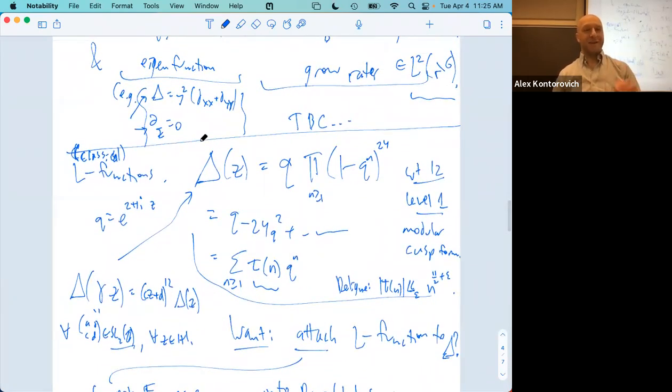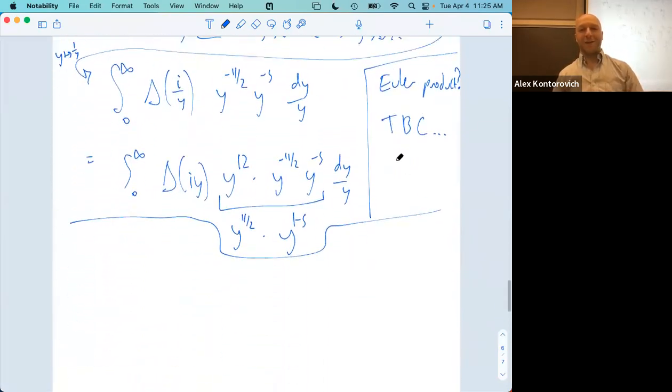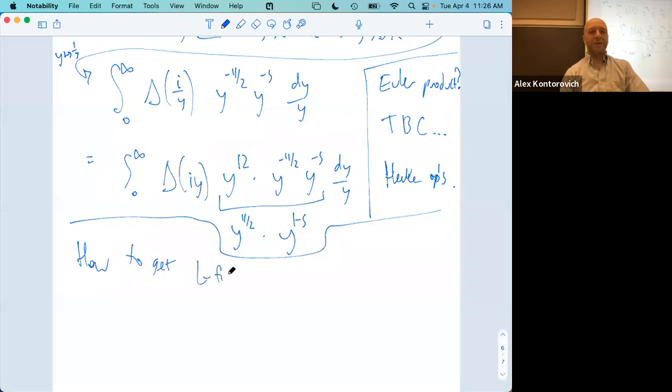So I think that's an important point to pause on before we go on. This is going to be due to Hecke operators, so I owe you Hecke operators. So you're saying, that Bessel function. Exactly. Eigenvalue of these. Exactly. So how do we get L-functions from Maass forms?